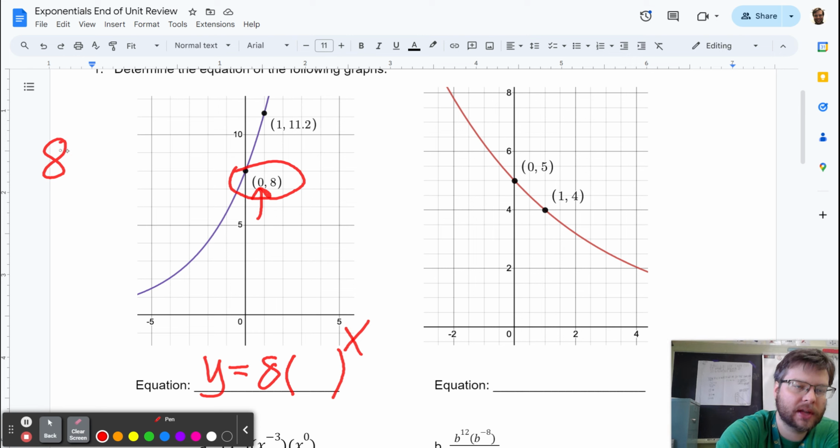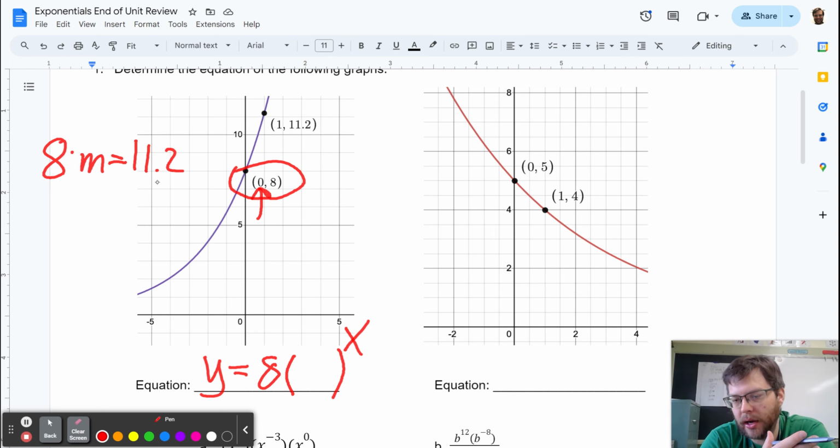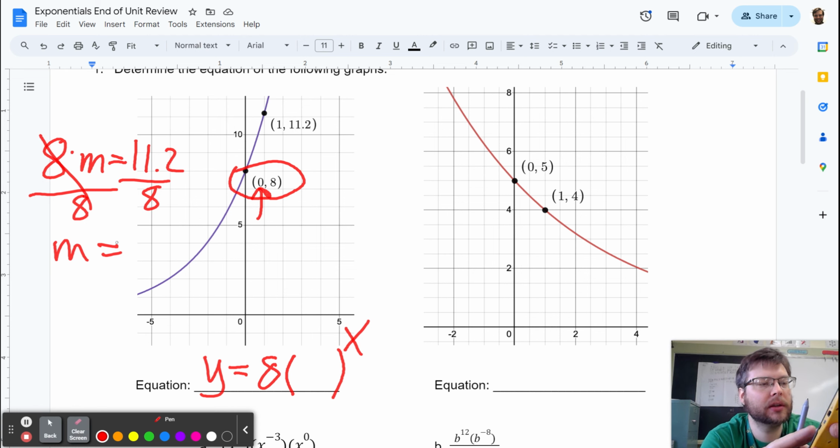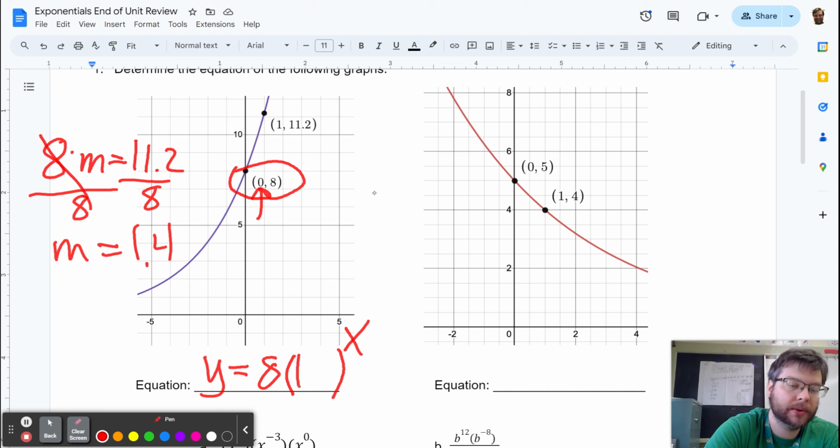In other words, 8 times some multiplier is 11.2. I don't expect anybody to know the multiplier off the top of your head. If it was 8 times something equals 16, maybe I'd expect you to do it in your head. But 8 times something equals 11.2? I don't know. You just divide by 8 and grab your calculator. Don't do it in your head. 11.2 divided by 8 is 1.4. That's my multiplier right there. That's my whole equation. I'm done with problem 1.